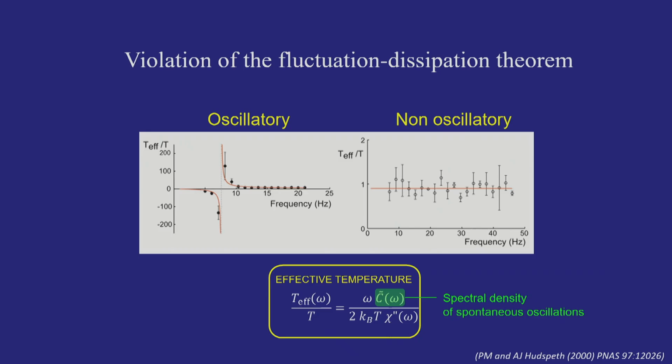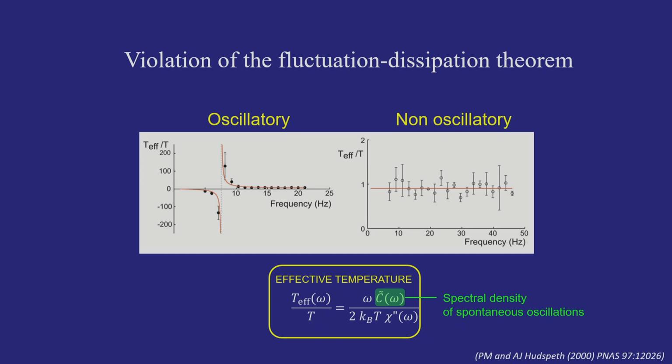We can then probe whether the fluctuation dissipation theorem is satisfied or not. The fluctuation dissipation theorem relates the spectral density of spontaneous movement C tilde to psi double prime, and if it's satisfied, this ratio here must be equal to 1. Equivalently, this means that this effective temperature that is defined by the ratio here must be equal to the actual temperature T.